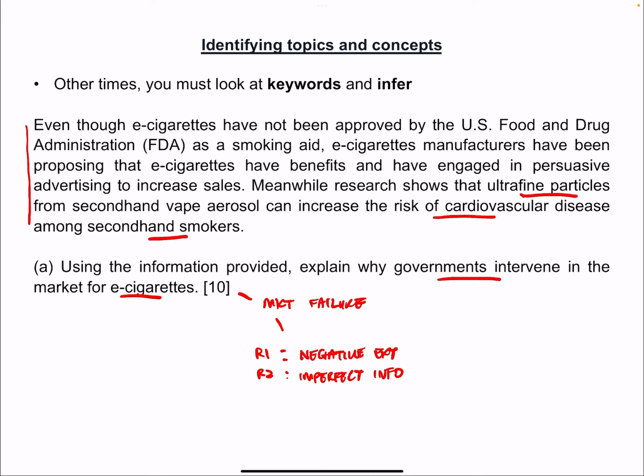So for this one you need to look at keywords and infer. What's the keyword here? The keyword is actually government intervention. Why governments intervene is because the market fails. Another keyword I'm looking at is secondhand smokers, which are third parties, of course.